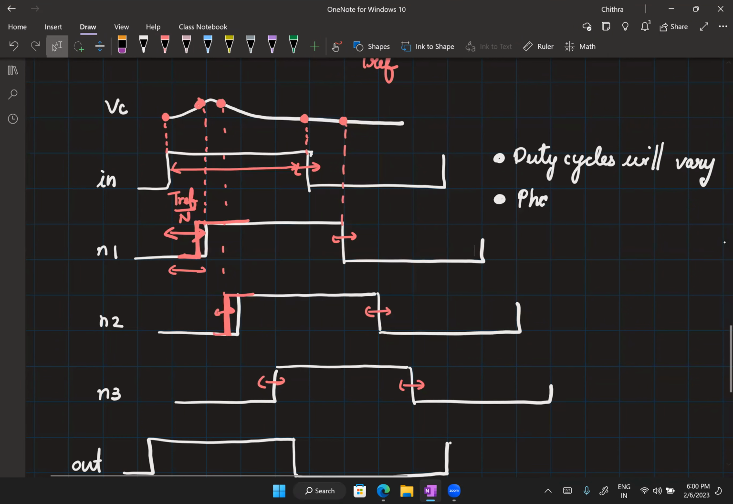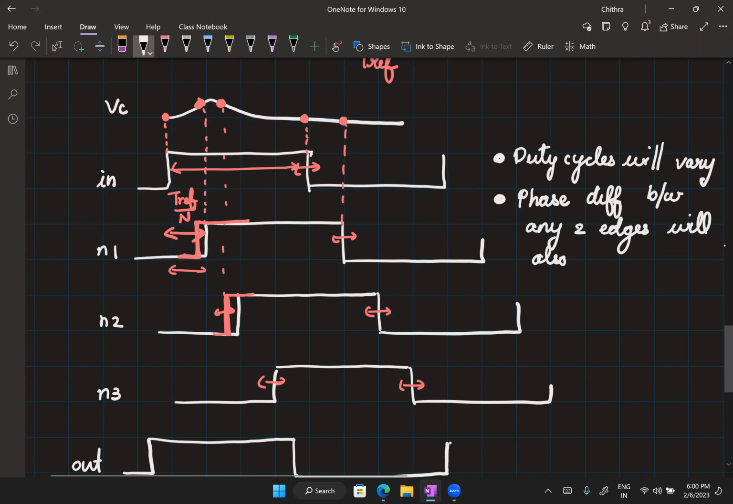The phase difference between any two edges will also vary. And all these variations are steady state variations. It doesn't change from one period to the next. It remains constant. This is okay?